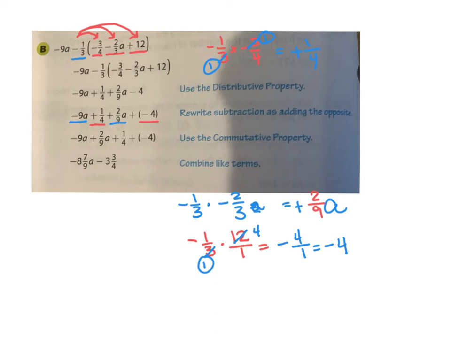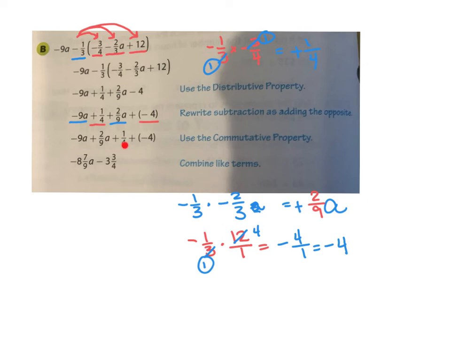So they went ahead and moved those near each other. They took this 1/4 and moved it here next to that guy, and they moved this guy over here. They took his signs with them, so it's okay. Now they put these together: a negative 9 plus 2/9 a gives you negative 8 and 7/9.